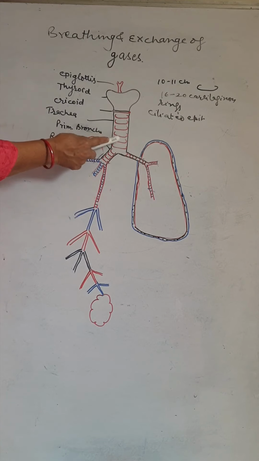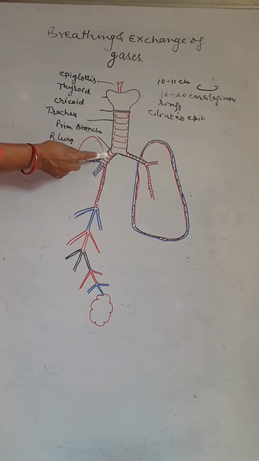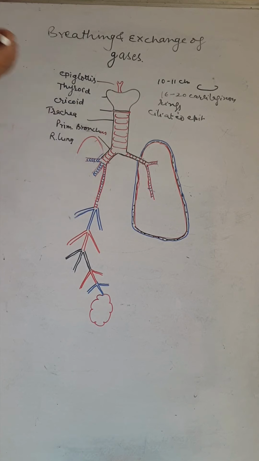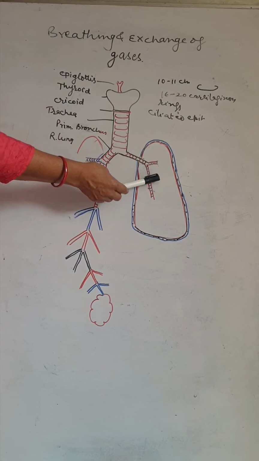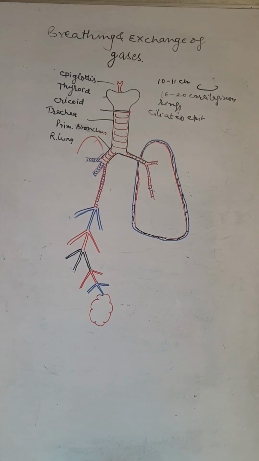The trachea divided into two bronchi that we call primary bronchus. The singular is bronchus and the plural is bronchi. And the primary bronchi are two. The right one enters into the right lung and the left one enters into the left lung.